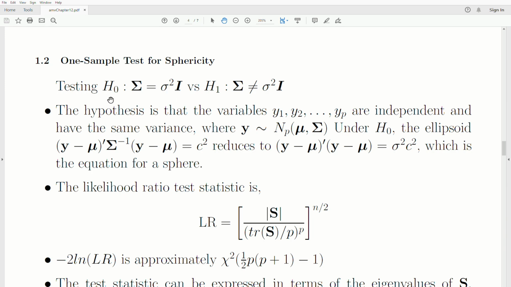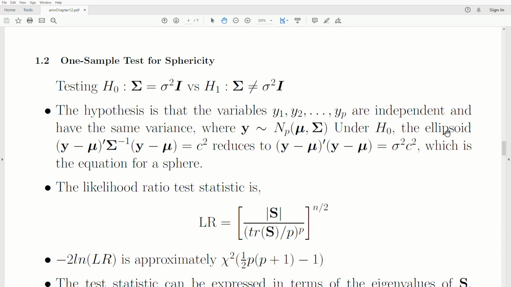And what that means is we're testing whether the covariance matrix is a diagonal matrix with a constant variance. And so, are the variables independent, basically, or are they not? Now, the hypothesis is that the variables are independent and have the same variance. And so really these should be bold letters, which I will change on the printed version. So are they multivariate normal with some mean and covariance matrix?